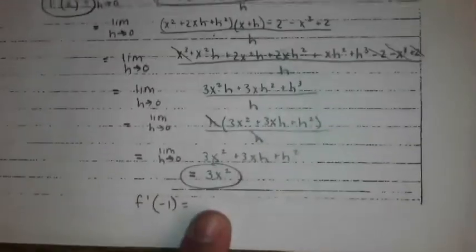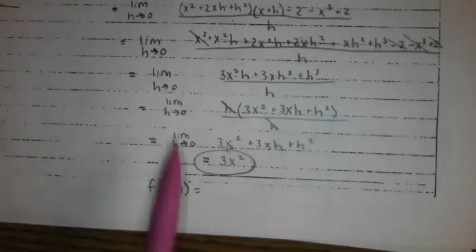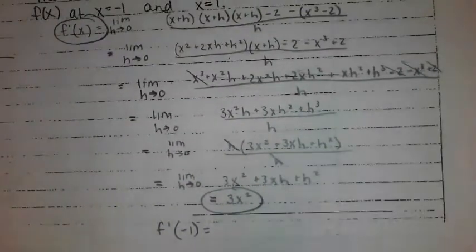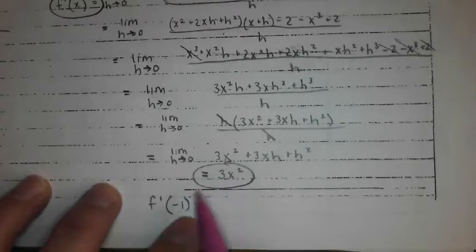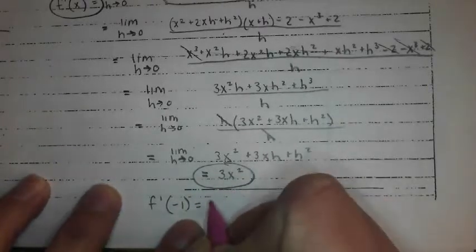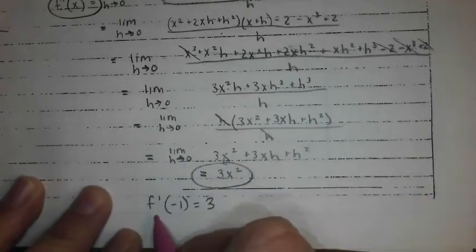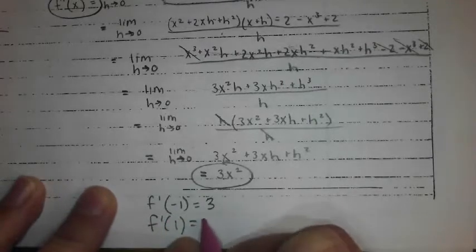So anyway, this is correct. So we have nothing to really review on there. This person just didn't quite finish the two questions at the bottom. F prime of -1. So the slope at -1 is what? 3. And the slope at +1 is 3.